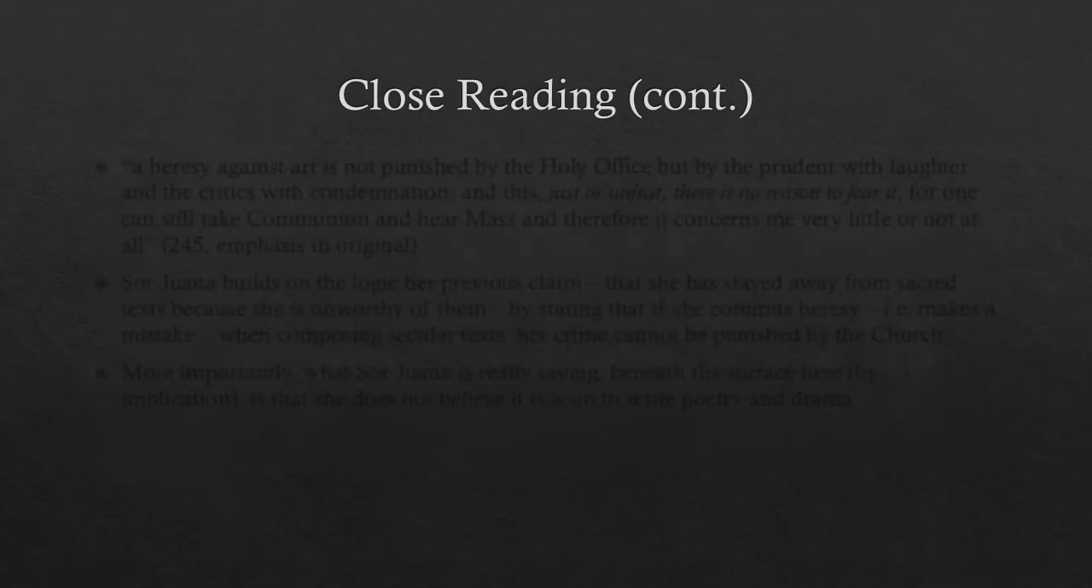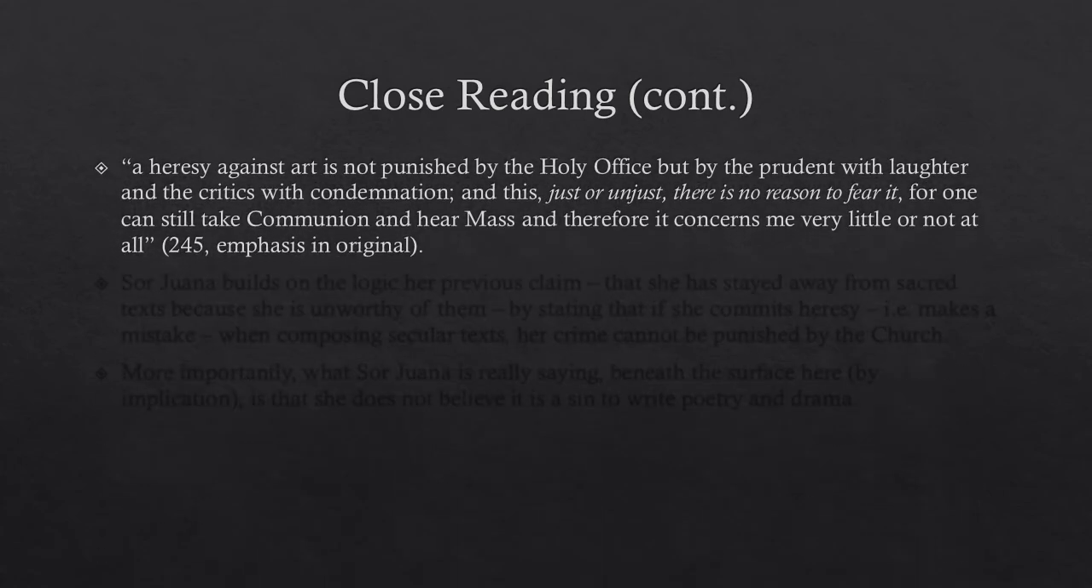And here I'm going to get to the last couple pages of the introduction. She really has some of her most brilliant moments where she really makes some declarations about what she believes, but again, doing it in this subtle way that's not going to cause her to receive immediate rebuke. She says, "A heresy against art is not punished by the Holy Office, but by the prudent with laughter and the critics with condemnation, and thus, just or unjust, there is no reason to fear it, for one can still take the communion and hear Mass, and therefore it concerns me very little or not at all."